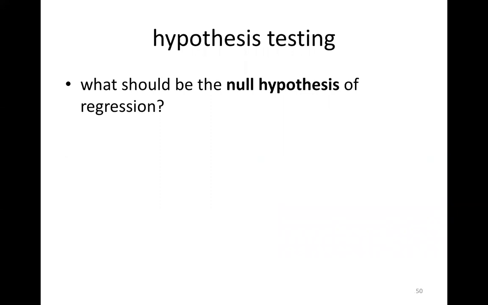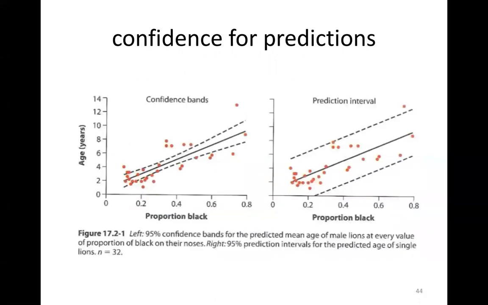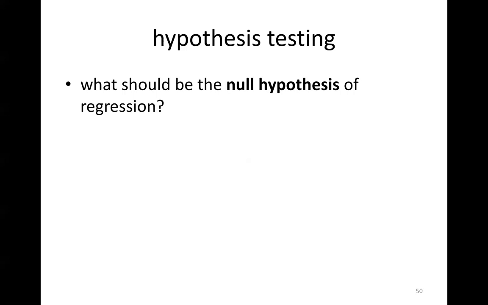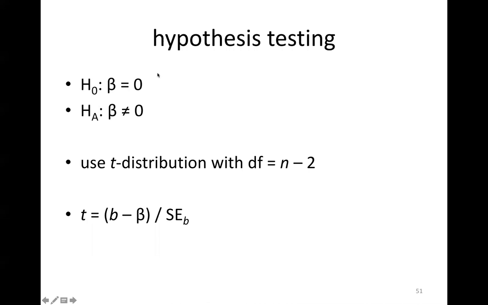And now we continue with hypothesis testing. So we learned how to construct confidence limits on the mean of the predictions and also the predicted values themselves. But now we will be learning how to test the null hypothesis for regression, which would be, as you might guess, that the slope is 0. That's the null hypothesis, and the alternative hypothesis is the slope not being 0.